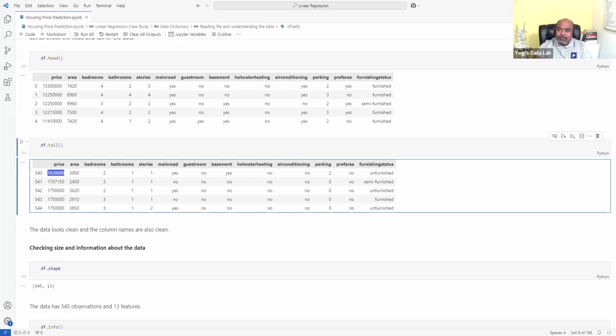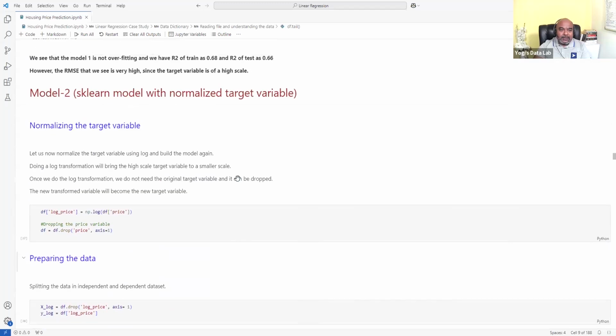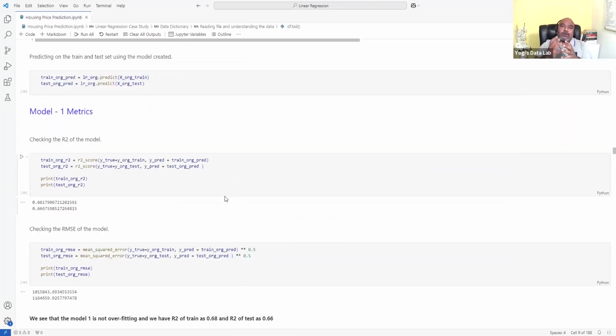So the next step that we are going to do is look into a situation: how do we handle this data, or how do we solve this problem if my target variable has a high scale, such that when my R square is good, my RMSE also shows a lower value and I get decent results. Overall, for the Scikit-learn model that we built with the original target variable, the R square is good. The RMSE seems to be very high and I cannot compare them. So let's go ahead and see what we should be doing.